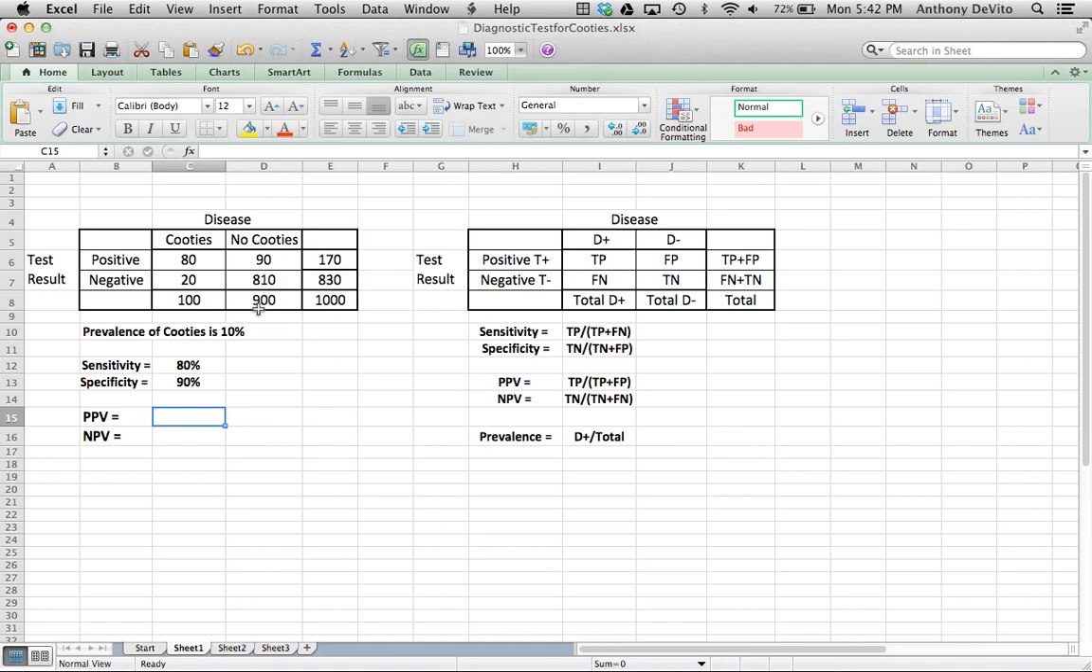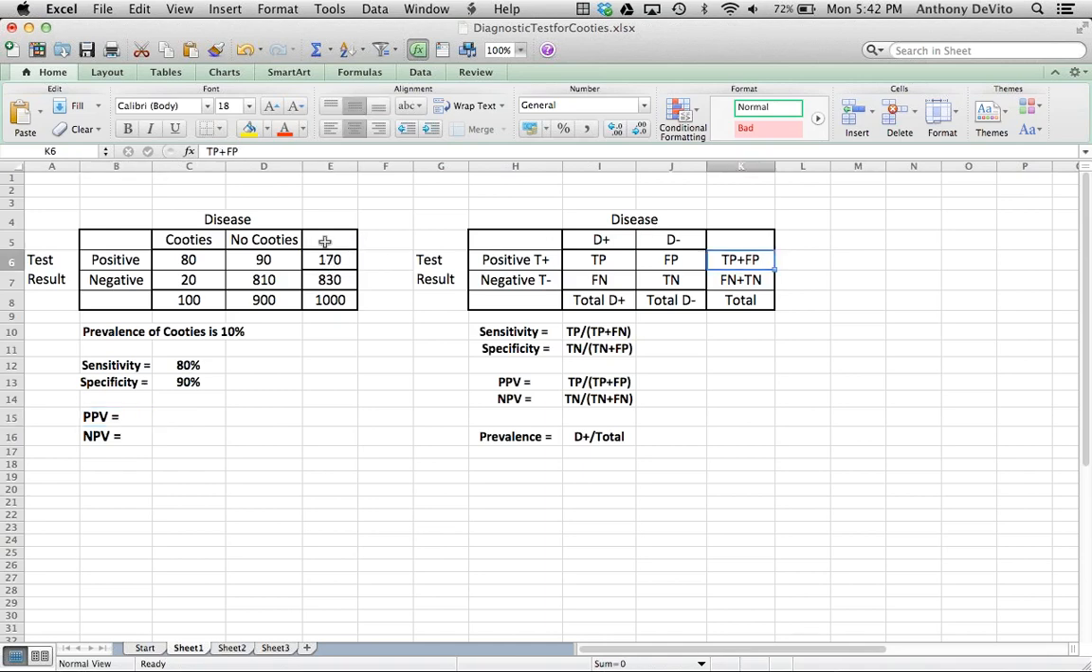What's the likelihood that I really have cooties if I tested positive? That is called the positive predictive value for that test. Okay, what's the positive predictive value? The positive predictive value is the number of true positives over the number of true positives and false positives. What does that mean in English?